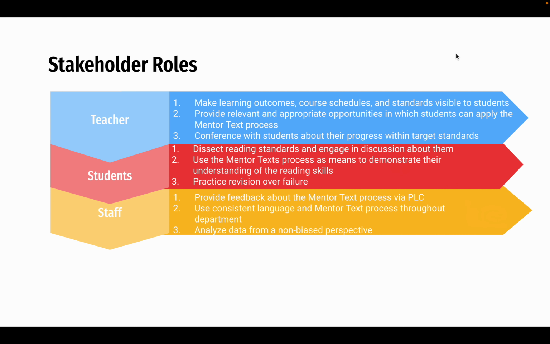Lastly, the role of staff in this process is, first, to provide me with feedback about the mentor text process via the PLC framework that we already have in the school. Second, use consistent language and mentor text process throughout the English department specifically. It's important that we have common assessments and common language. Third, analyze data from a non-biased perspective.